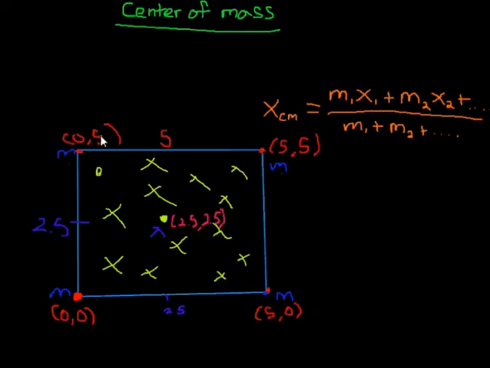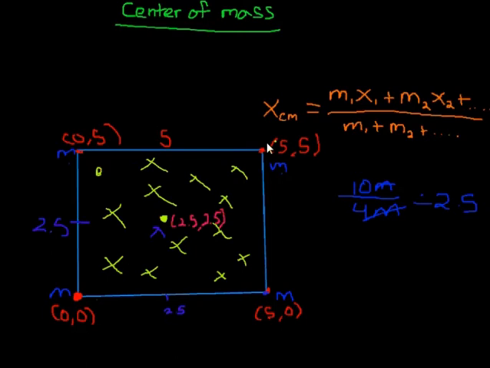And then the x-coordinate here is 0, so 5, or 0, and then, so m0. So we have 2 zeros, 2 5s, so our numerator would end up being 10m divided by the sum. There's 4m, so 4m. Cancel those out. So we would have 2.5 as our x-coordinate, right?